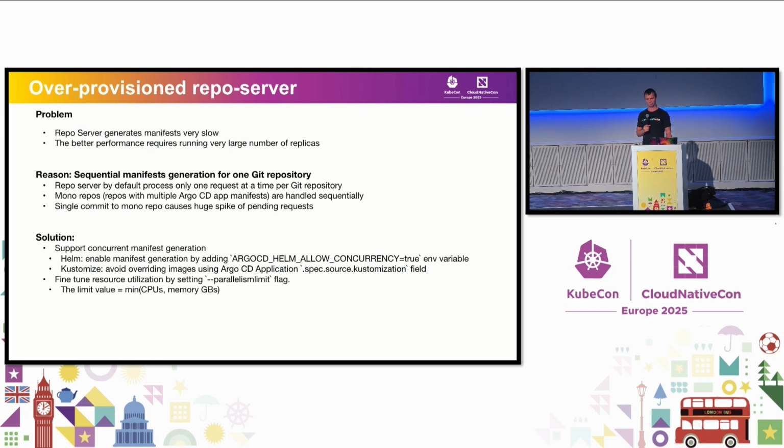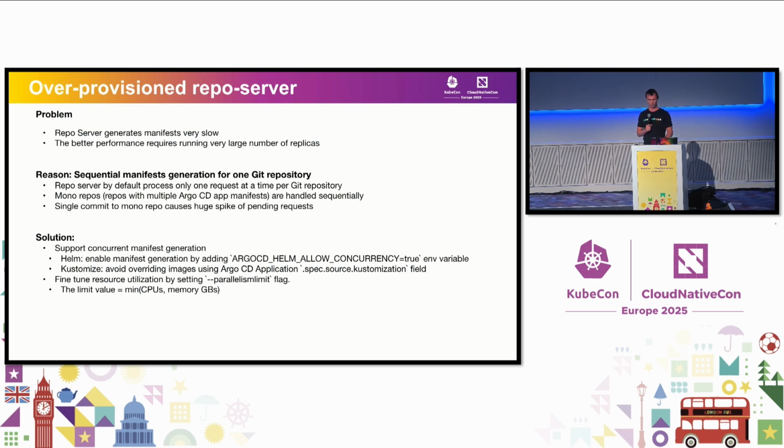And so to provide a good user experience, you would be forced to run many replicas of repo server, and that's a waste of memory and CPU. So the common suggestion we give to everyone and apply to ourselves is we enable concurrent processing.